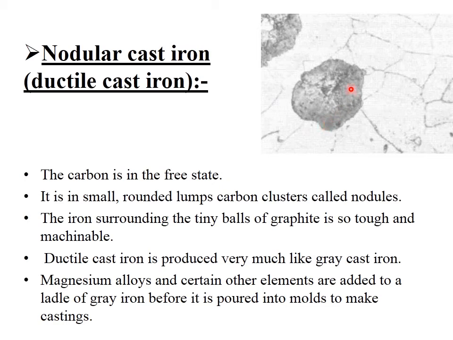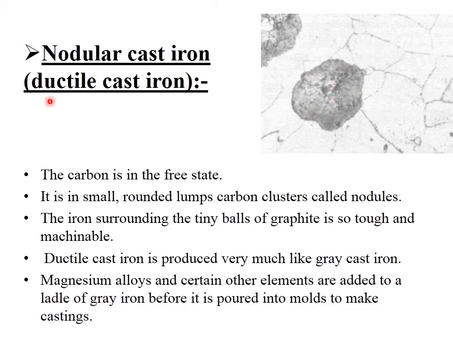one big size round particles in form of carbon. So this is free carbon in the form of a nodule. That's why it is known as a nodular cast iron, right? So that's why this is known as a nodular cast iron or ductile cast iron. So carbon is in a free state in a nodule shape, you can see here, right?